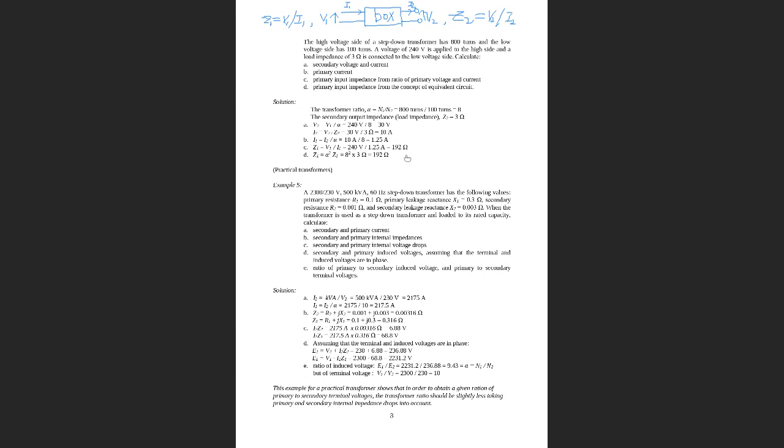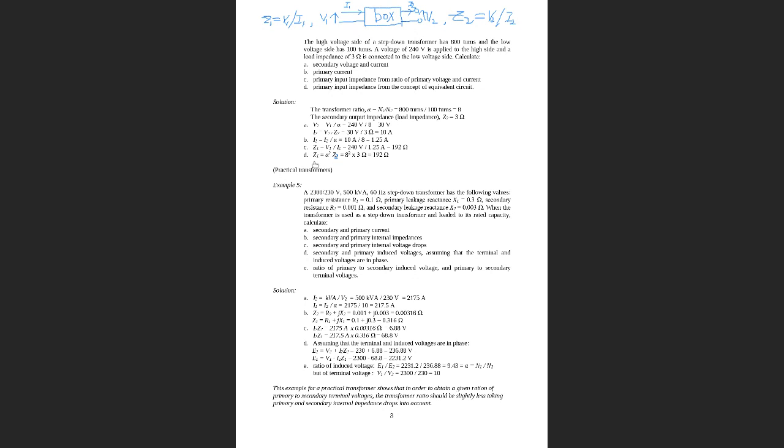Okay, so now what happened? We go ahead to see, in the equivalent circuit concept, we found that when you are at the secondary side, you have impedance Z2. So at the secondary, you have Z2.